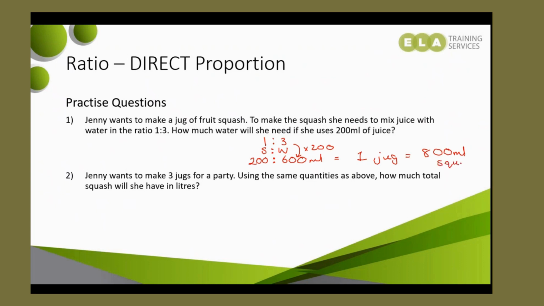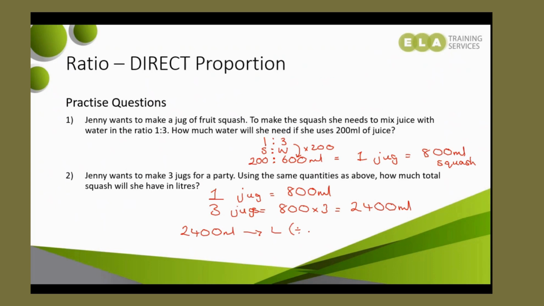Now our second part of our question says Jenny wants to make 3 jugs for the party. Using the same quantities above, how much total squash will she have in litres? So we know 1 jug is 800 millilitres. And we want 3 jugs, so we times by 800 times by 3, which gives us 2,400 millilitres. We then want 2,400 millilitres into litres, so we divide by 1,000, which gives us 2.4 litres.